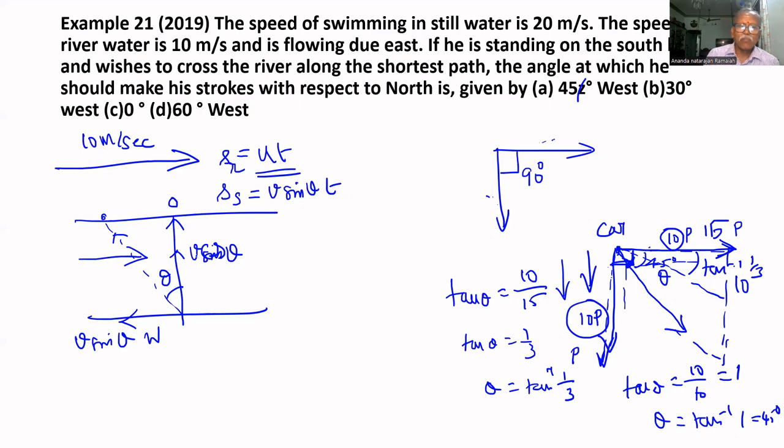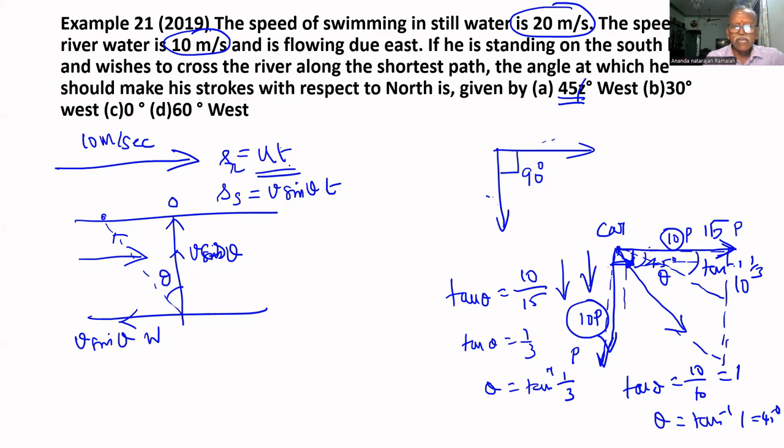Here, if both velocities are equal, suppose his swimming speed is 20 meters per second and the river flow is also 20 meters per second, then without any hesitation you can select 45 degrees. From this example, if both are equal, then automatically you will get 45 degrees. So here this is 20, this is 10, that's why we have to find theta.